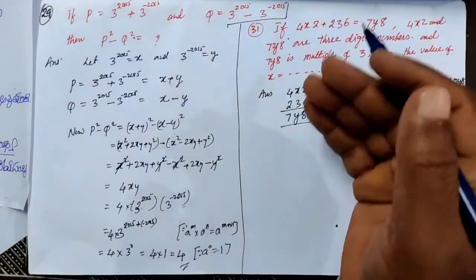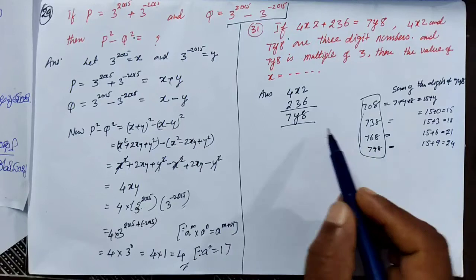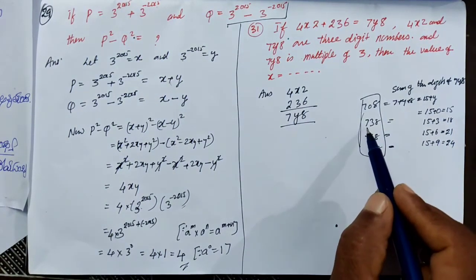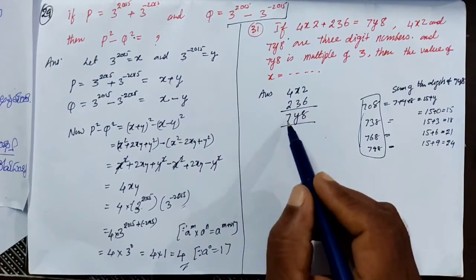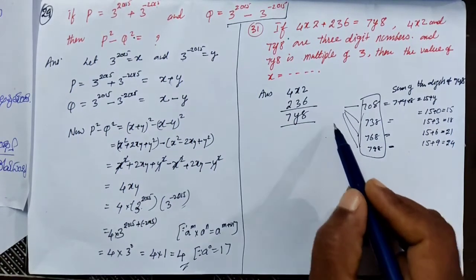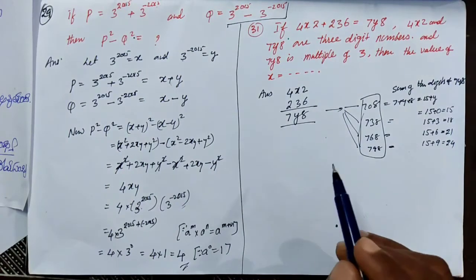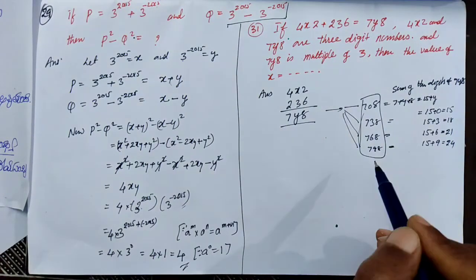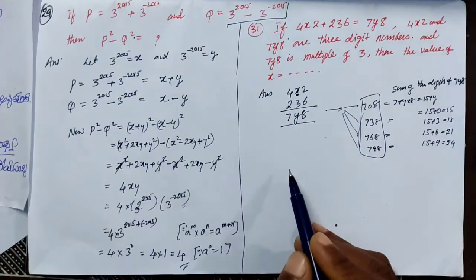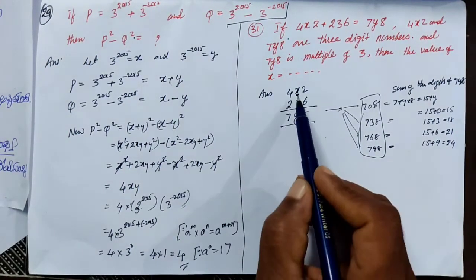Okay, so let me check which number is suitable. Which is the suitable one, whether 708 or 738? So this value may be this one or this one or this one or this one. This value may be any one of them. And what is our target? Our target is to find the value of x. By guessing the value of y, we have to find the value of x.